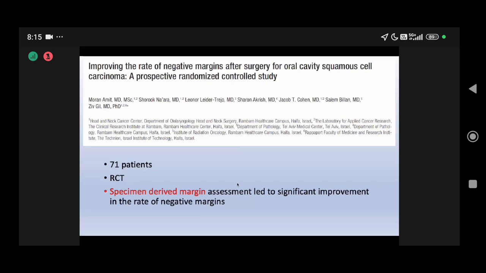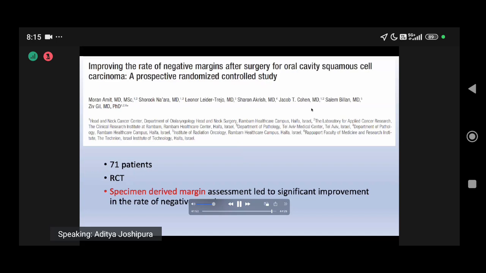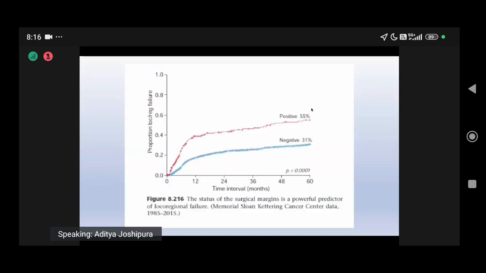In a study by Moran Amit et al., it was proposed that specimen-derived margin assessment led to a significant improvement in the rate of negative margins compared to patient-derived margins. This was in a 71-patient randomized control trial. So obviously, the margin status was, and is, a powerful indicator for locoregional failure. Here you can see from 31% to 55%.